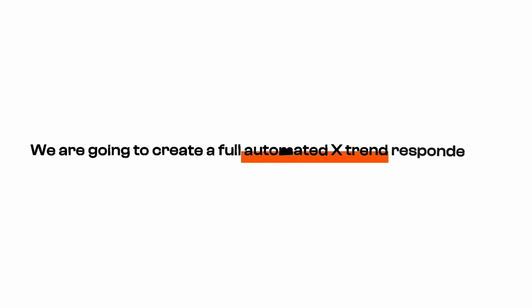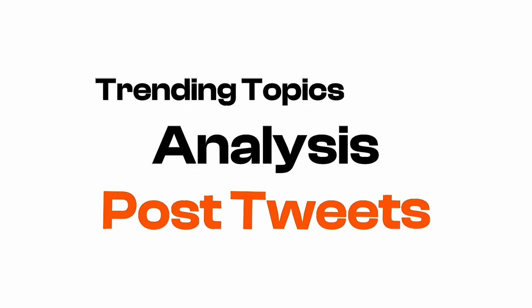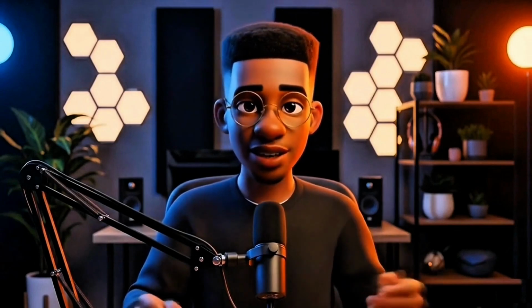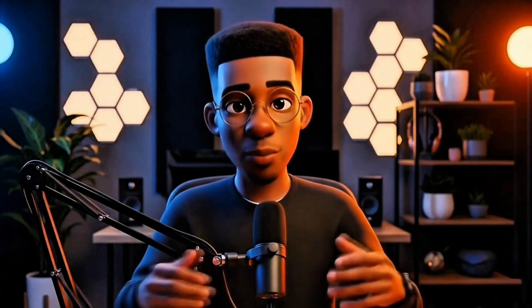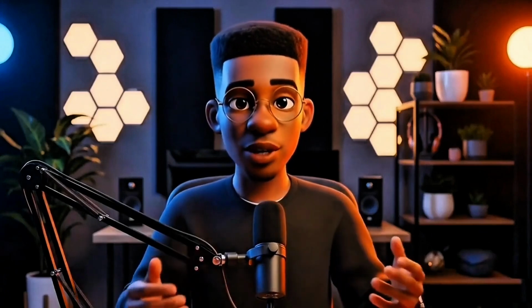And today, I'm going to show you how to build something absolutely insane with n8n. We are going to create a fully automated X-Trend responder bot that fetches trending topics, analyzes the top posts, and then writes and posts its own tweet. Yes, you heard that right. Your bot will literally scroll trends, think like a human, and tweet like a pro automatically. And the best part? No coding experience required, no paid API, and it's 100% free to host. So stick around, because by the end of this video, your X account could be growing itself every single day.